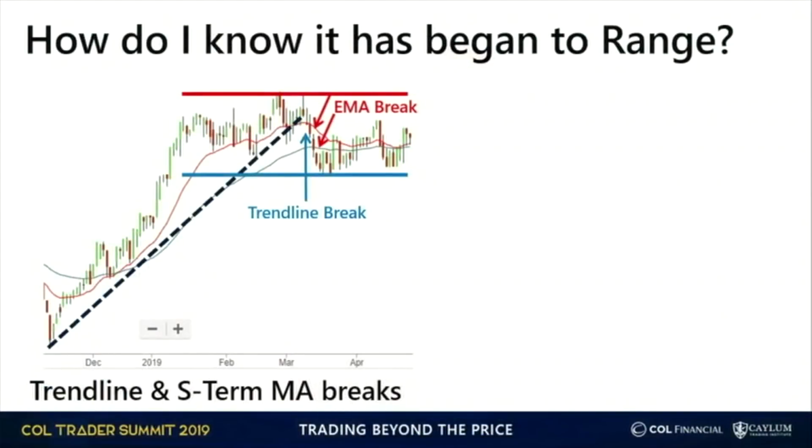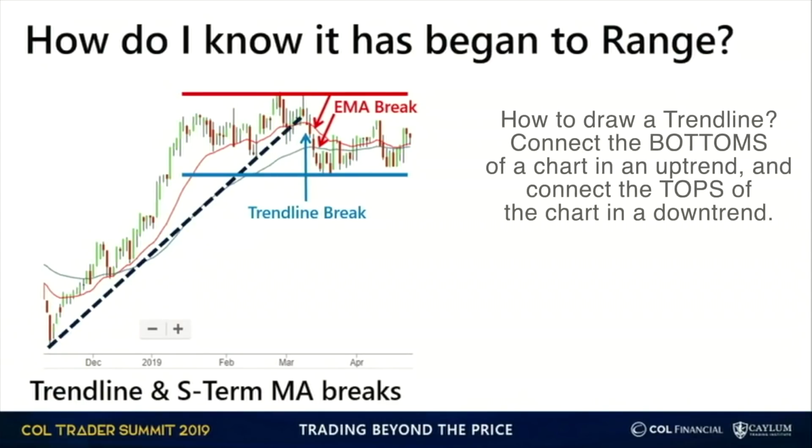You can also see a trigger of a range when a trend line is broken. In this particular case, you see a trend line being drawn in your chart. A trend line is a line that follows a trend. We normally draw it by connecting the bottoms of a chart in an uptrend, and we connect the tops of a chart in a downtrend.